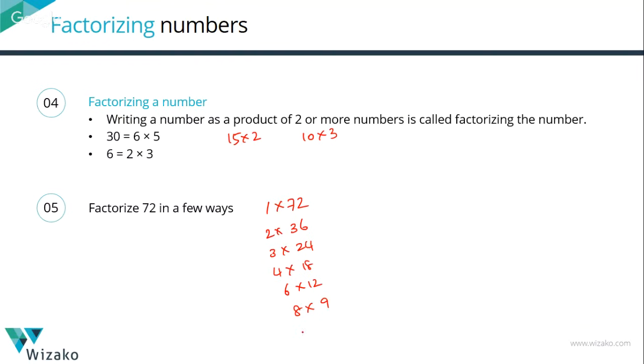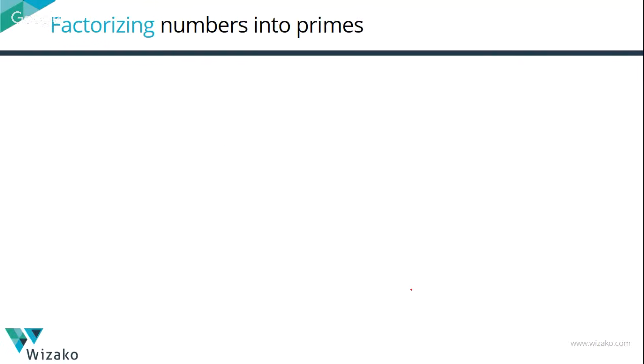The next one is going to be 9. 9 into 8 has already been covered. So these are all the different ways in which I can express 72 as a product of two numbers. This is what is known as factorizing 72. Let's move on from here. This is where the most important concept comes. We wrote 72 as a product of two of its factors.